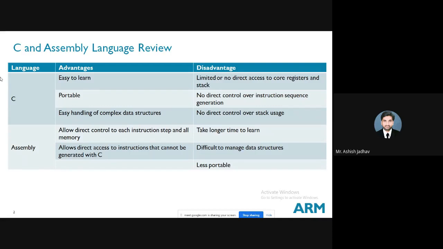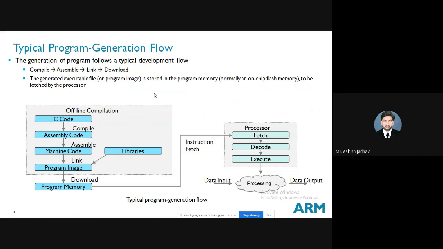The assembly language takes a longer time to learn and makes it difficult to manage data structures, but it allows direct control of each instruction, step by step, and of all the memory. So this is the difference between C language and assembly language with respect to advantages and disadvantages, right? Let us move on to the next.